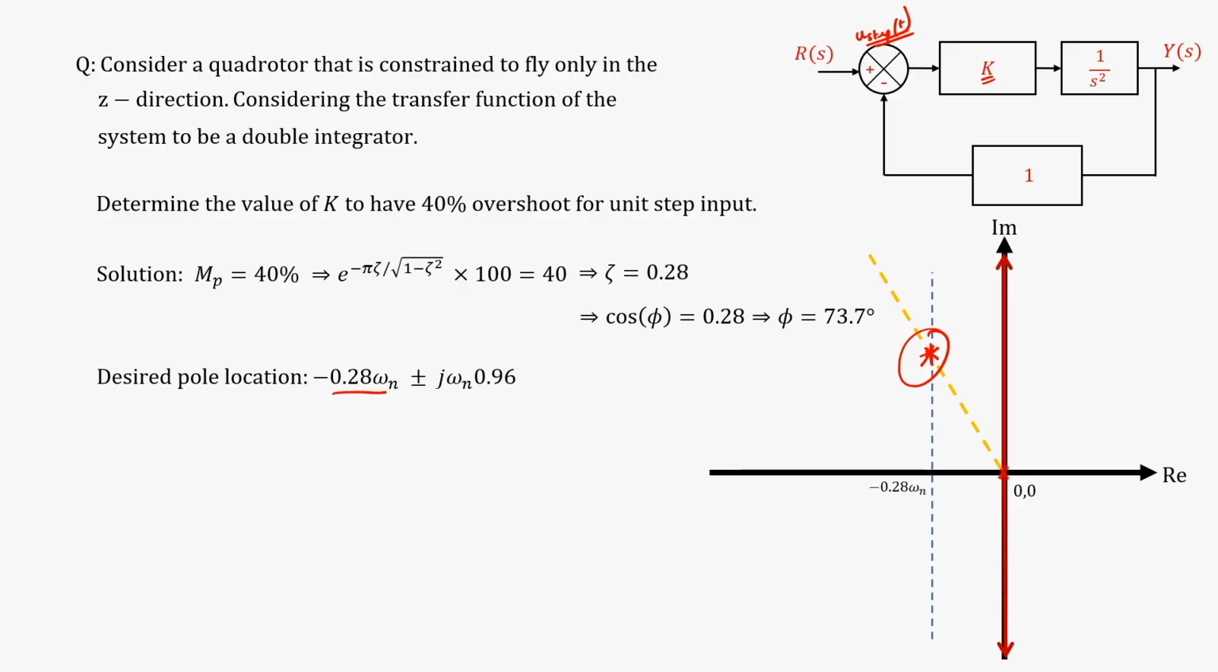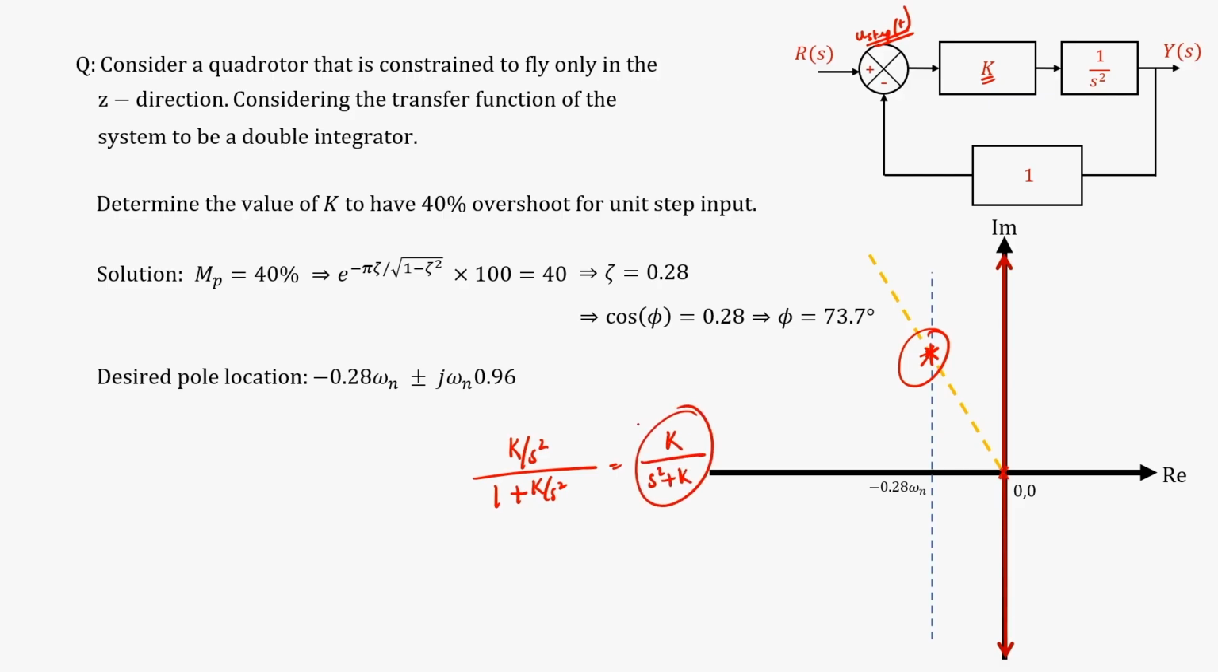This you could have seen in a different way also, because this is a very simple question. These are the steps we followed to design the controller gain, but in a different perspective also you can look at it. What is the closed loop transfer function of this system? The closed loop transfer function is k by s square divided by 1 plus k by s square, which comes out to be k by s square plus k, right.